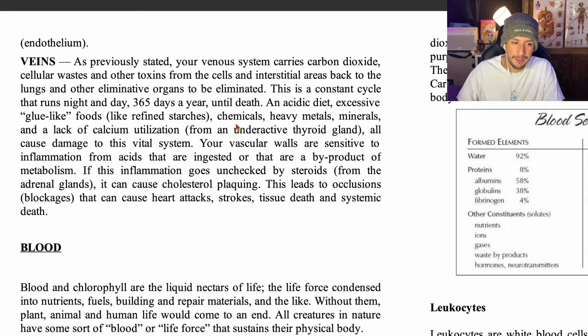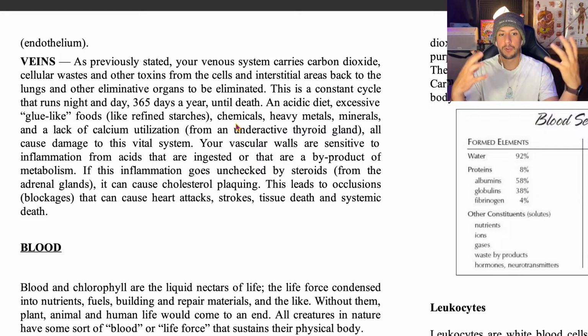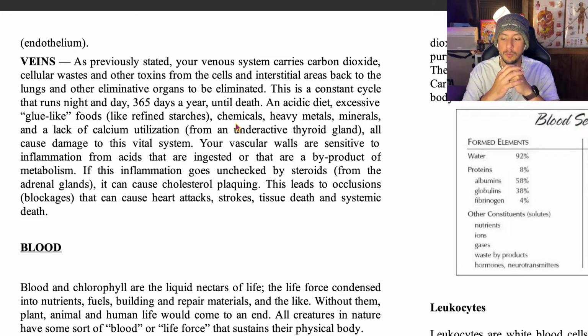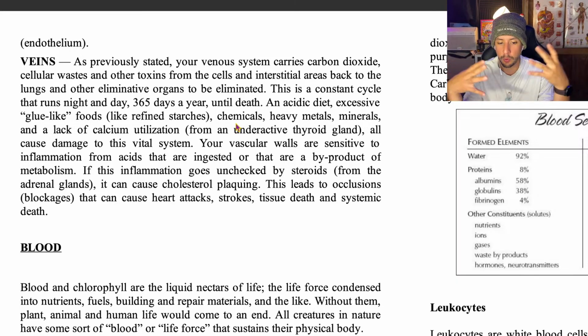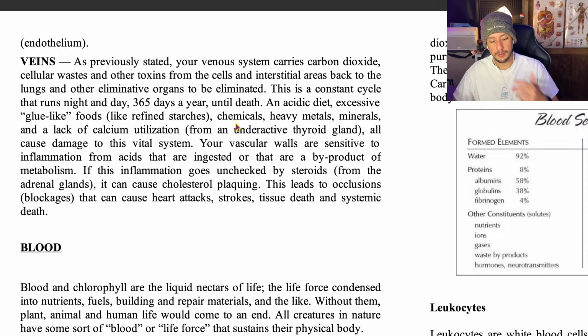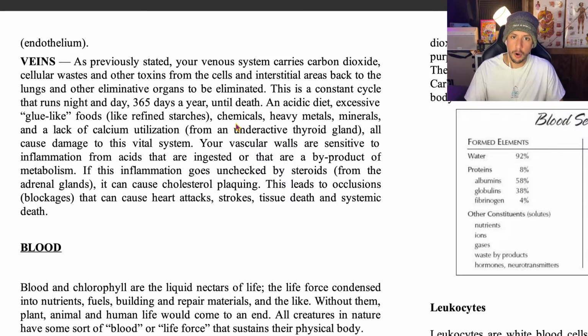An acidic diet, excessive glue-like foods like refined starches. So when he says refined starches, glue-like foods, I want you to picture when you boil down pasta. Say you make ramen noodles and you forget about it, or you make penne or whatever, and you see it. The water's run up a little bit. It's been hot. It's been cooking just like it would in your stomach acid. I mean, it's gross. You can't even pull it apart. It literally becomes like glue, sticks to the bottom of the pan. It's terrible.